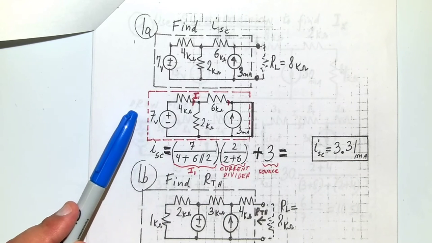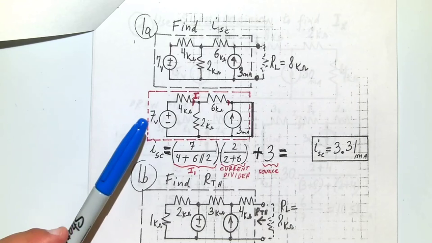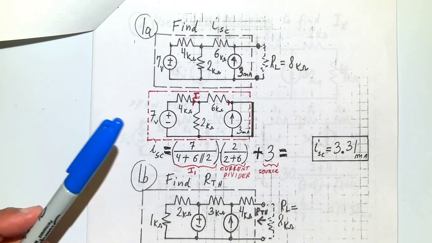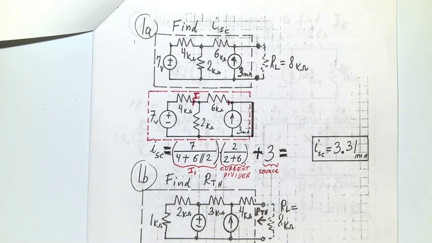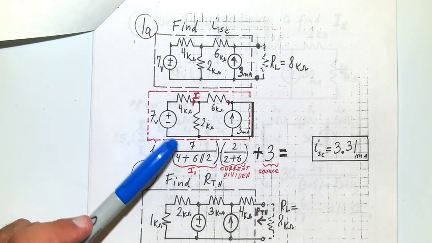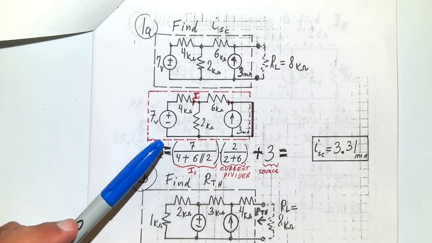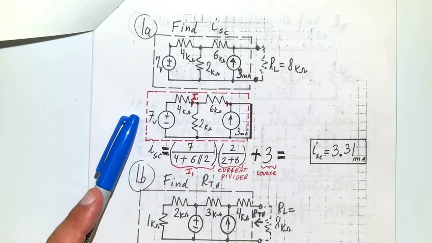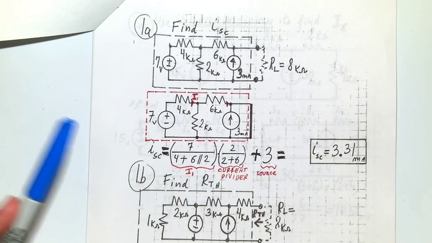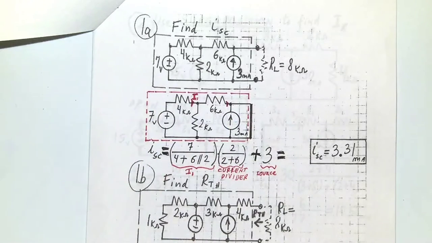Another error which I found, people find V open circuit here, but I didn't ask for it. So this was an error, I guess they didn't read the question or something. And 1 or 2 students found R Thevenin, but I didn't ask for it. So that was another, not common, but 1 or 2 students did it.